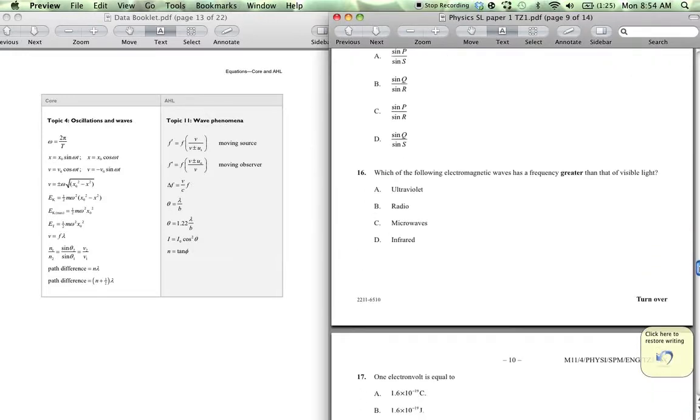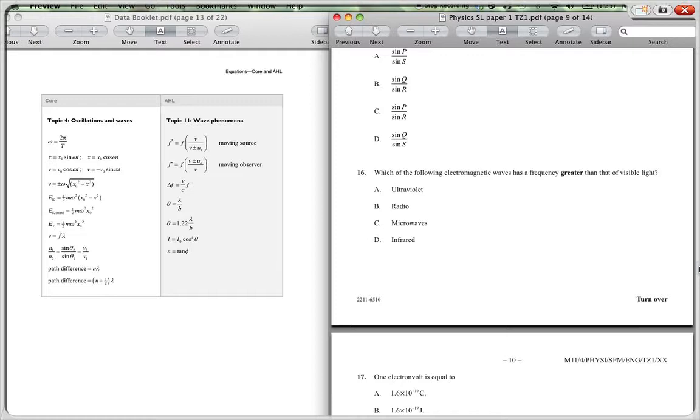For question 16, it's basically a knowledge question. Which of the following electromagnetic waves has a frequency greater than that of visible light? Now, remember we have the formula c equals frequency times wavelength. In a specific medium, your c is constant. So as your frequency increases, your wavelength must decrease, and vice versa. So if you've got a frequency that is greater than visible light, it means that its wavelength must be less than for visible light.